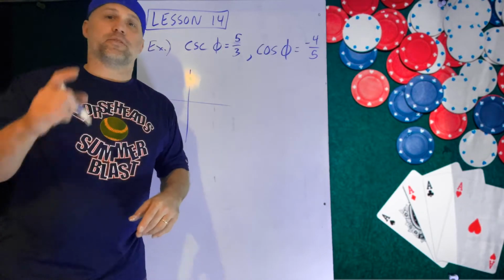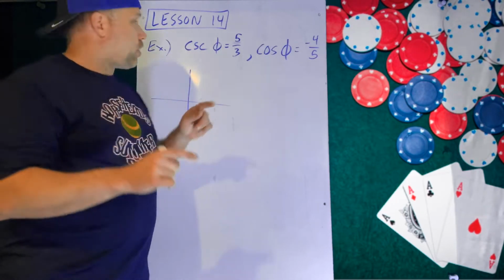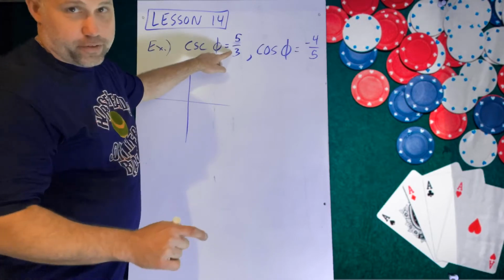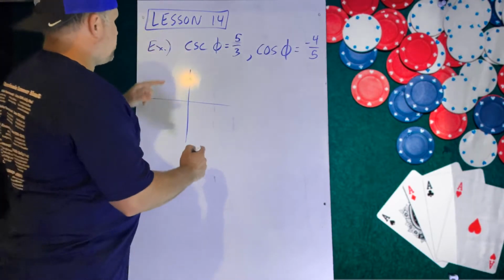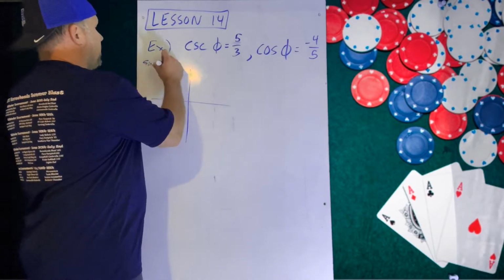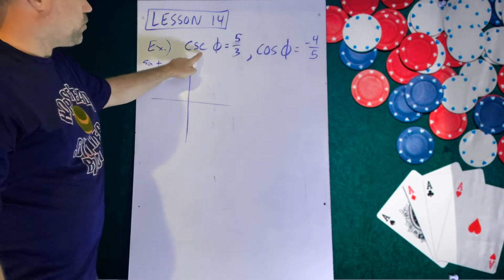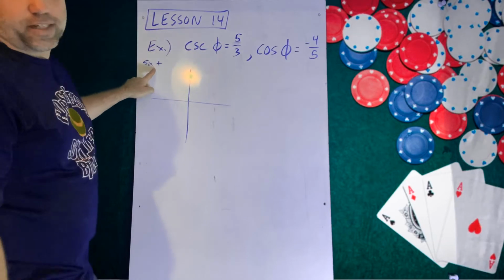Cosecant is the reciprocal of sine. So if the cosecant is positive, 5/3, then sine must also be positive. So this is our clue that sine is positive. Again, if cosecant's positive, its reciprocal sine is going to be positive.